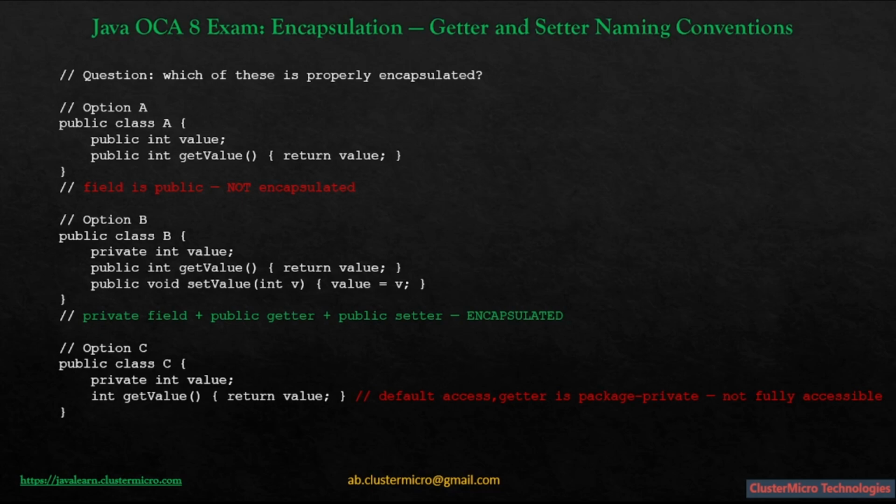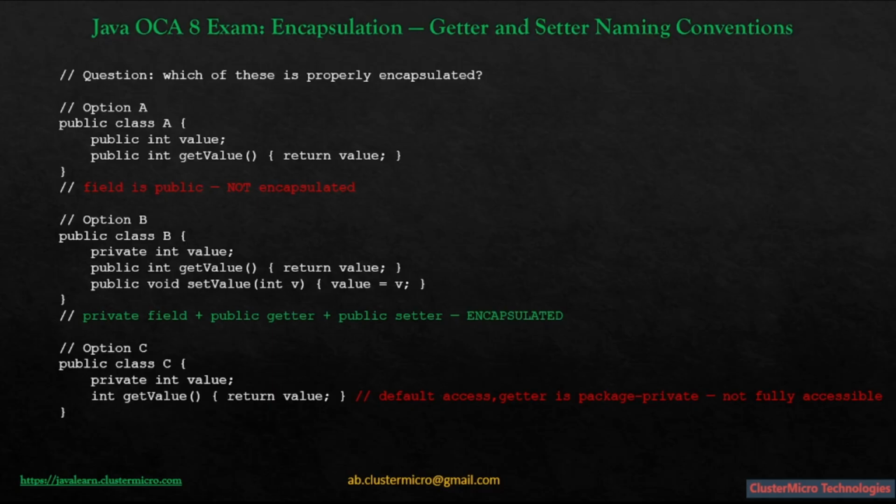Encapsulation means controlled access from outside the class, which implies that the getter needs to be publicly accessible, which is not the case here. A package-private getter defeats the purpose, right? Because classes in other packages cannot use it at all. Option C is not properly encapsulated. The getter access level is too restrictive.